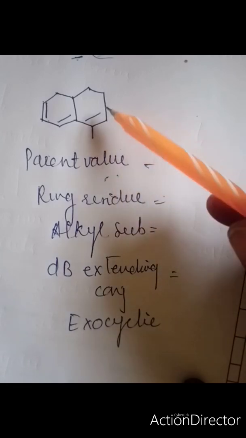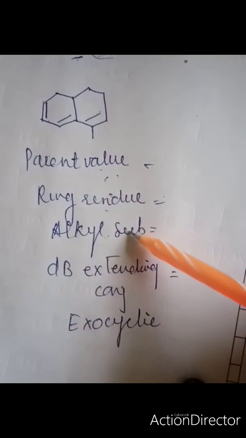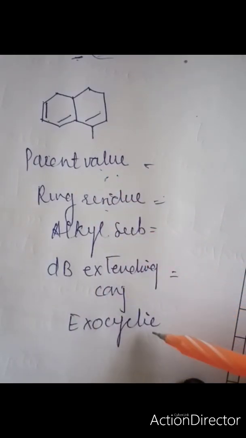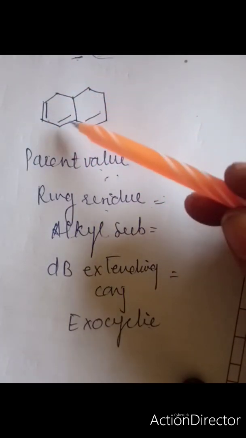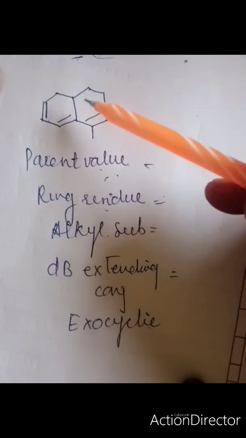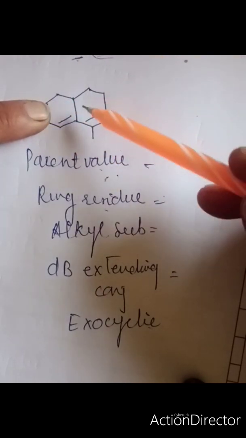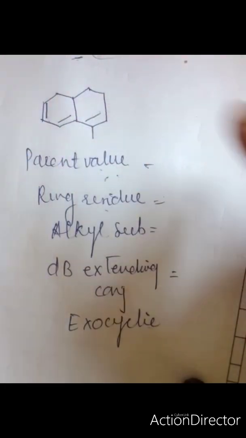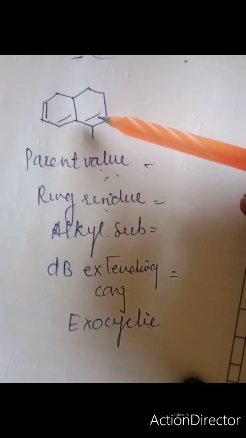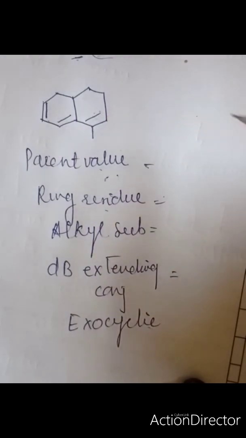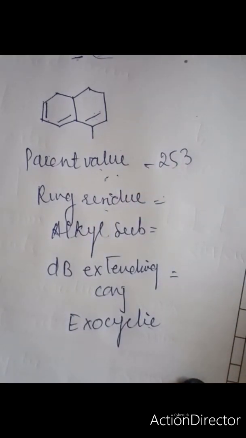For example, in this case, we will write down the parent value, ring residue, alkyl substituent, double bond extending conjugation and exocyclic. So parent value, it is a cyclic compound. If you remove this double bond, it is heteroannular, and if you remove this double bond, it is homoannular. So this compound is homo as well as hetero. So we will be writing the higher value, that is 253. So parent value here will be 253.